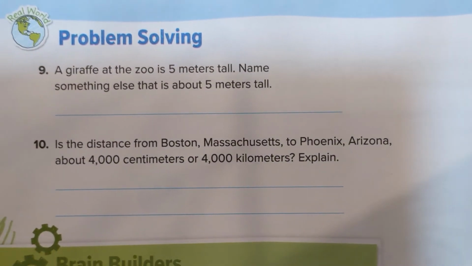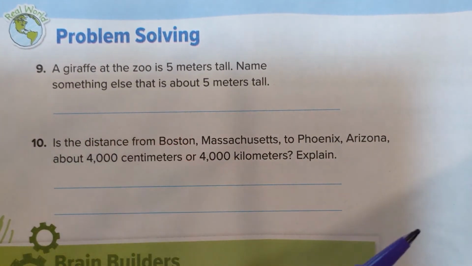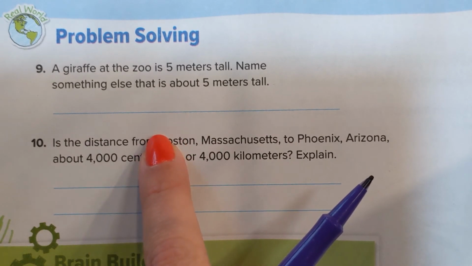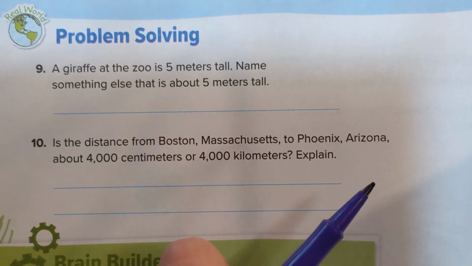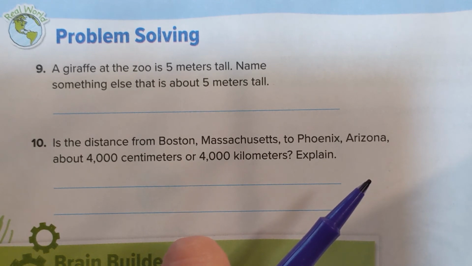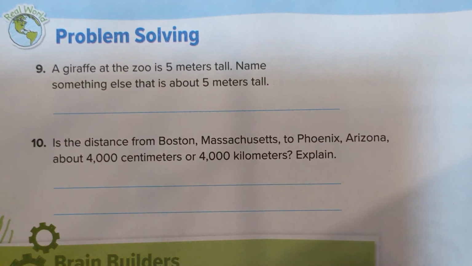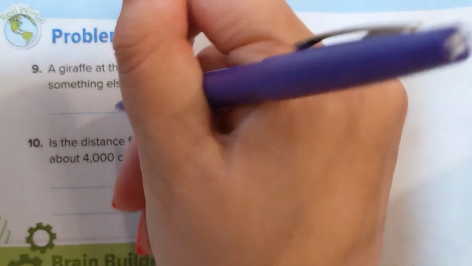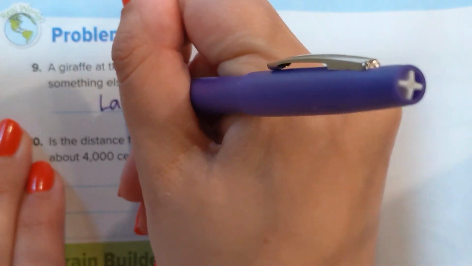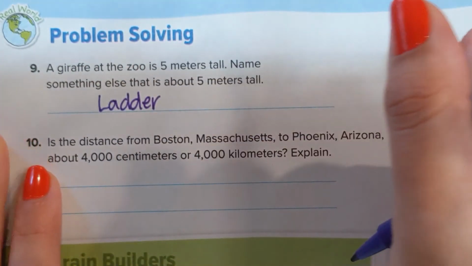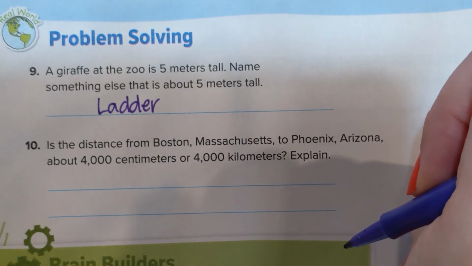Okay. Let's see. Let's do 2 more. A giraffe at the zoo is 5 meters tall. Name something else that is about 5 meters tall. Pause and figure out something 5 meters tall. I'm going to say a ladder. One of the really tall ones, like for painting or getting to the roof, is probably that tall.